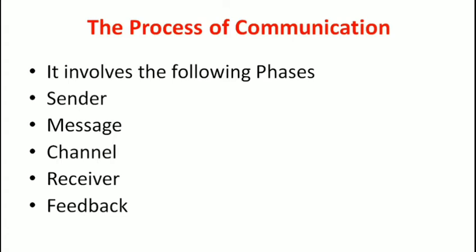What is the process of communication? The process of communication involves the following phases or the cycle of communication. One is sender. There will be a sender in the communication, and there should be a message for the communication, and there should be a channel. Channel means a medium, and there should be a receiver, and from the receiver we get the feedback. This feedback will be again sent to the sender, and sender replies to this feedback.